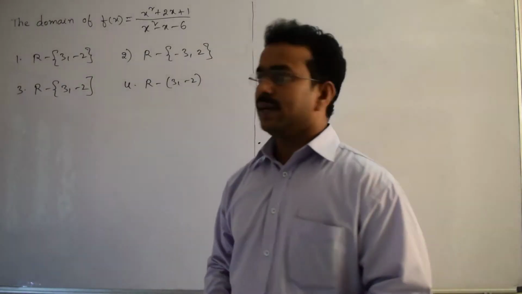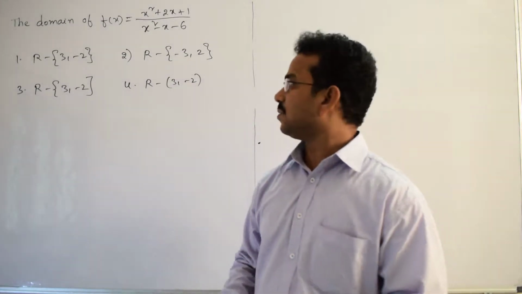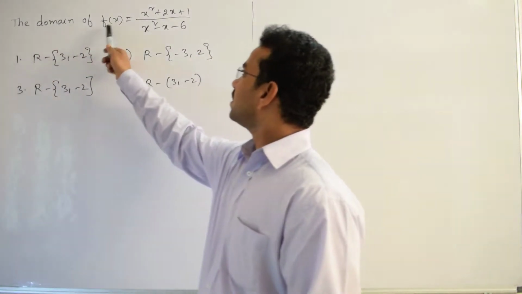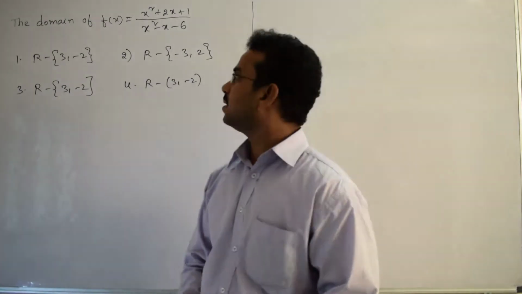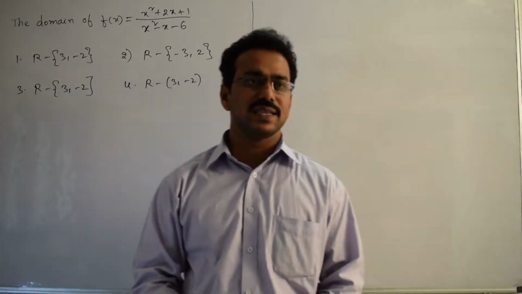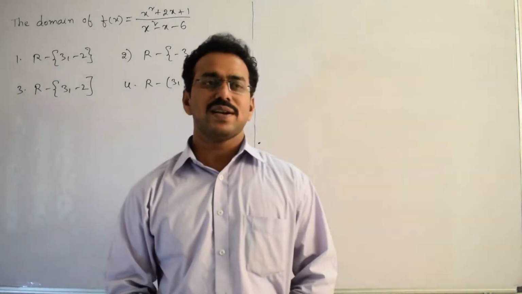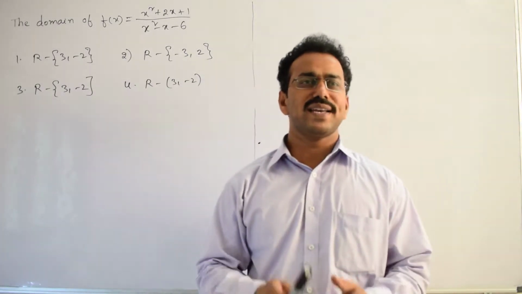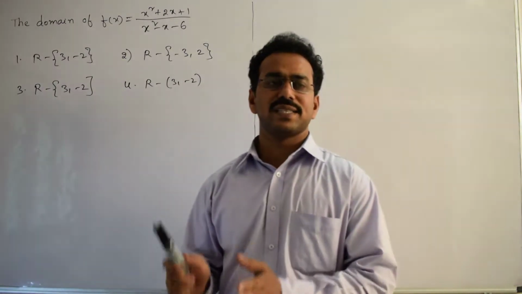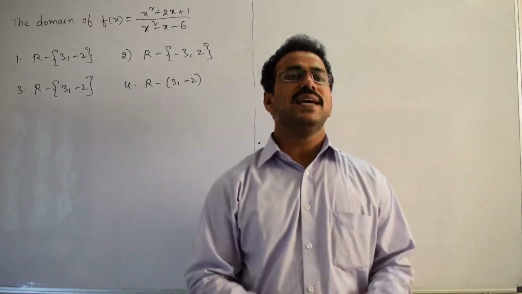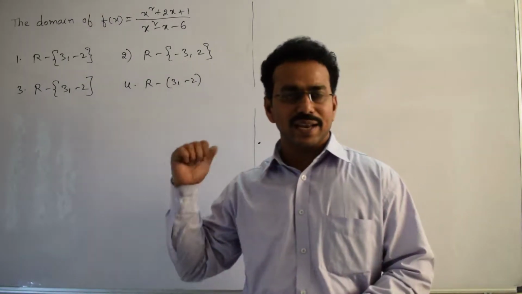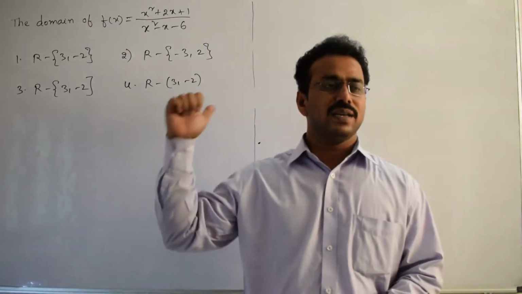Hi, let's discuss the solution of the given question. Here, what is the given question? The domain of the function f of x equals x square plus 2x plus 1 by x square minus x minus 6. What is the meaning of the domain? Domain is nothing but the set of values of x for which the function f of x is defined. So, we have to calculate the domain for the given function f of x.